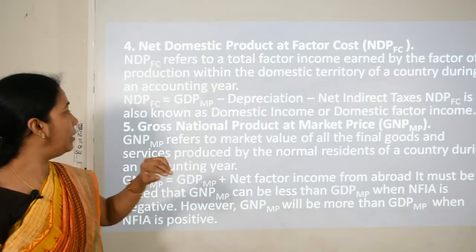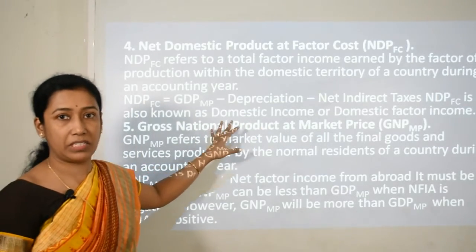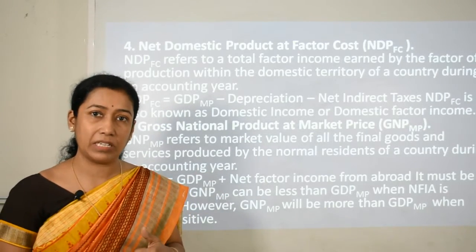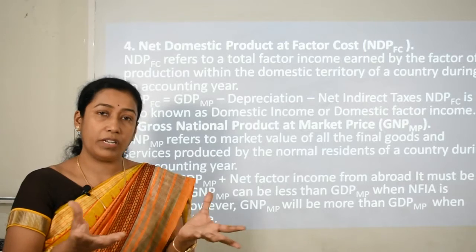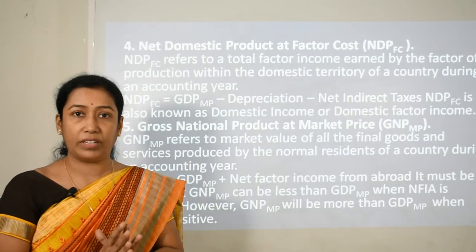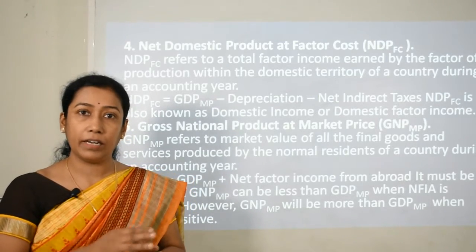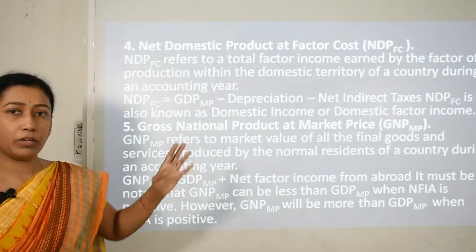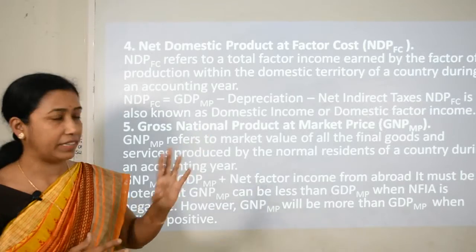Now here NDP at factor cost is also known as domestic income. That means another name for NDP at factor cost is domestic income. Why? Because whatever factor income is earned by the factors of production is taken care of within the geographical boundaries of the nation only. So it can be called domestic income or domestic factor income.